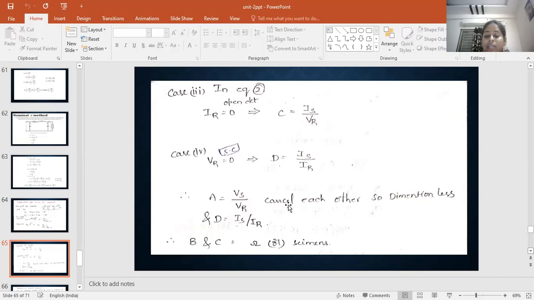Okay, and the voltage values cancel each other, and we can get a dimensionless value. A and D are also dimensionless values, and B and C are represented as voltage by current and current by voltage. So it can be represented as ohms or Siemens. V by I is nothing but ohms, and the reverse is represented as Siemens. So A and D are dimensionless parameters, and B and C are represented in ohms or Siemens.